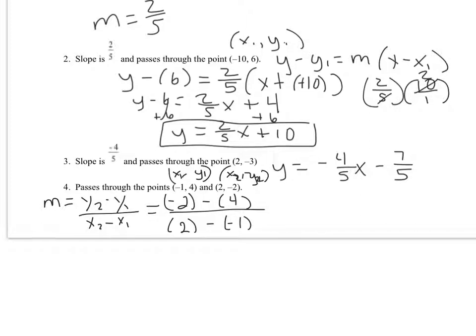Now, if you labeled these in the other order, you will still come up with the same slope. I promise. It won't matter which one you call x1, y1, and which one you call x2, y2. But you do have to be very careful that when you plug in, you don't mix and match x and y coordinates from the two different ordered pairs. Here's what I mean by that.